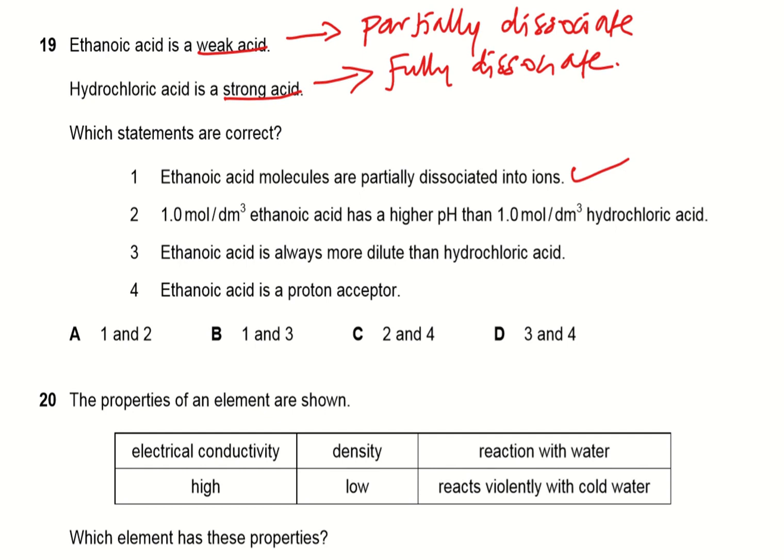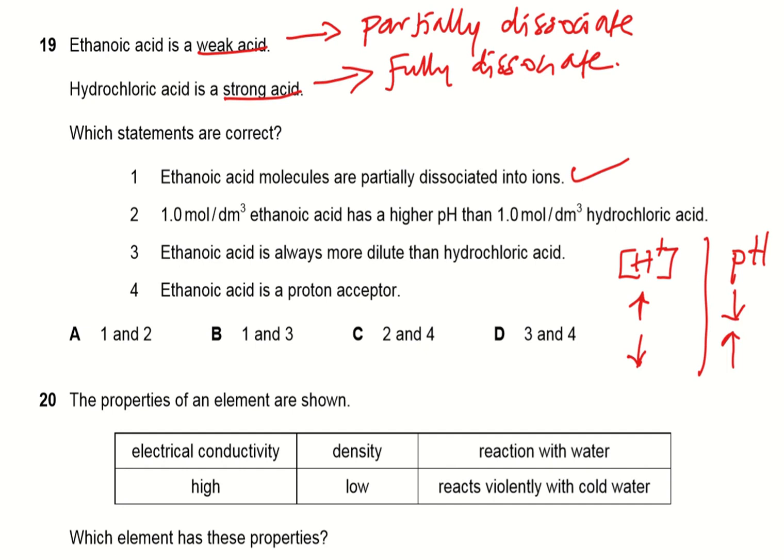Now, 1 mole per dm³ of ethanoic acid has a higher pH than what? Than 1 mole per dm³ of hydrochloric acid. When you talk about pH and concentration of hydrogen ions, you need to know the relationship between them. This is how we represent concentration of ions in chemistry. So we're doing concentration versus pH now. The higher the concentration of hydrogen ion, the lower the what? The pH. The lower the concentration of hydrogen ion, the higher the what? The pH.